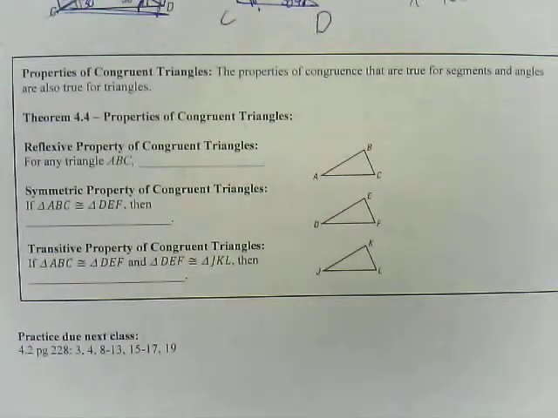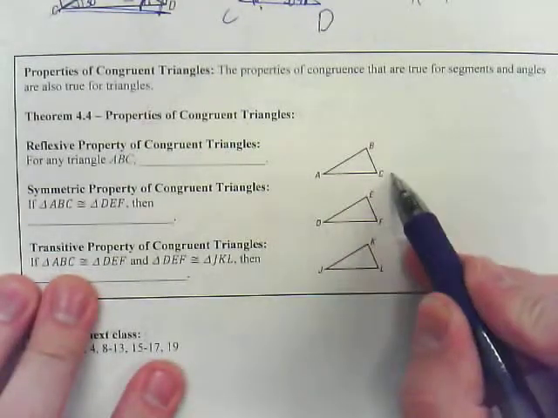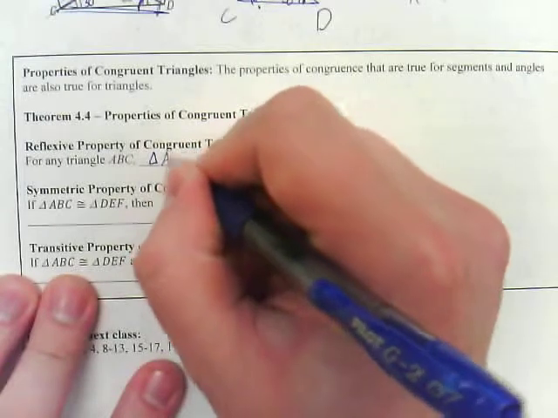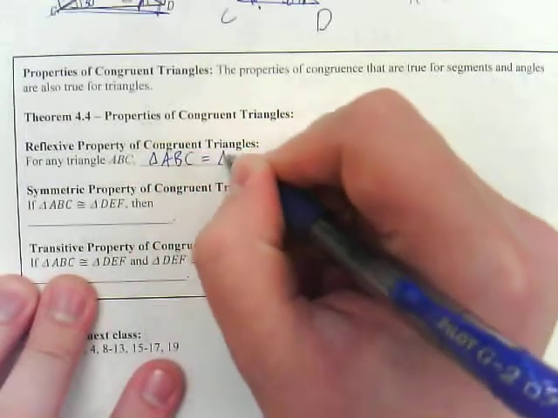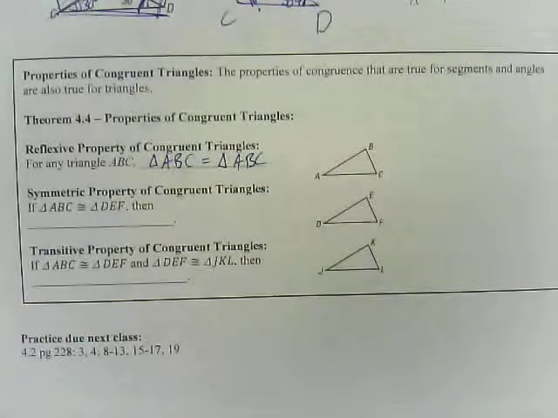Now we're going to look at some properties of congruence. These are all things you've seen before. The reflexive property, symmetric property, transitive property, there should be no surprises here. The reflexive property tells you that something is congruent to itself. So if we're looking at triangle ABC, we could say that triangle ABC is congruent to triangle ABC. It's congruent to itself.